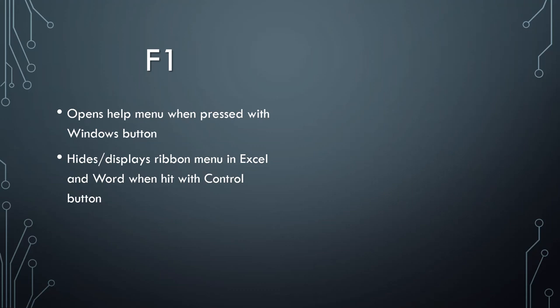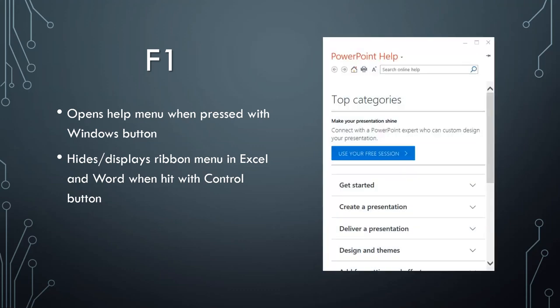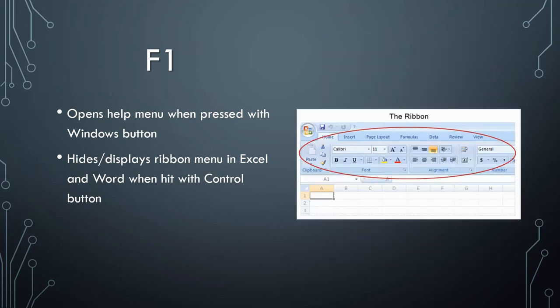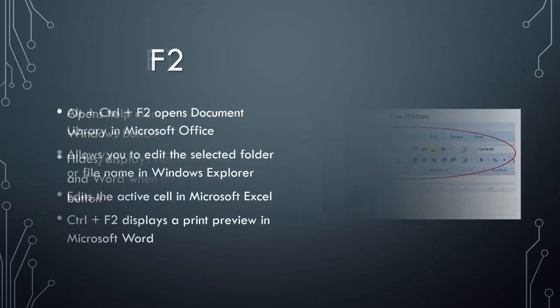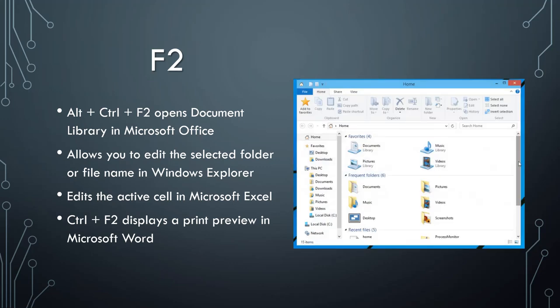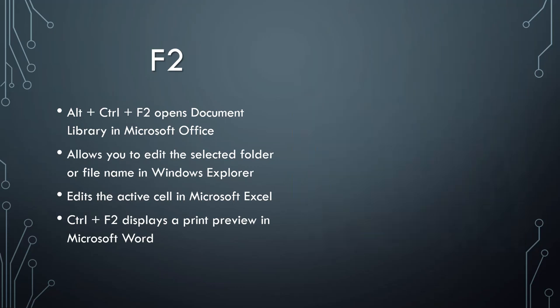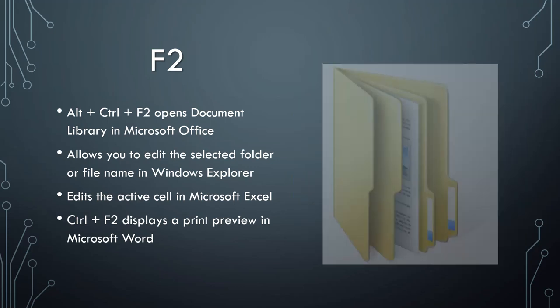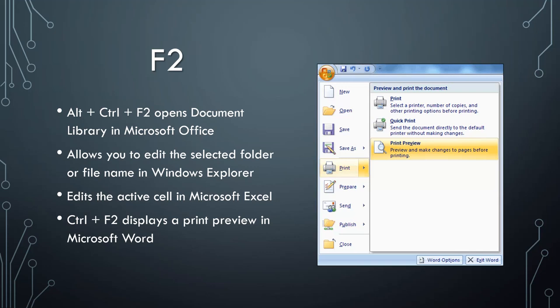F1 opens the help menu when pressed with the Windows button. Hides the display ribbon menu in Excel and Word when hit with the Control button. F2: Alt plus Control plus F2 opens the document library in Microsoft Office. Allows you to edit the selected folder or file name in Windows Explorer. Edits the active cells in Microsoft Excel. Control plus F2 displays a print preview in Microsoft Word.